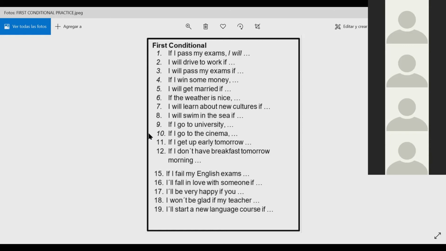Haziel, in your case, what do you have in number 4? If I win some money, go to travel. Okay, I will travel. Yes, because remember that the first condition is if, simple present, and then will. All right. So if I win some money, I will travel.